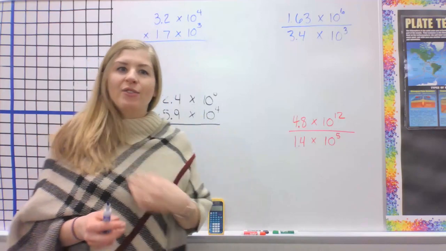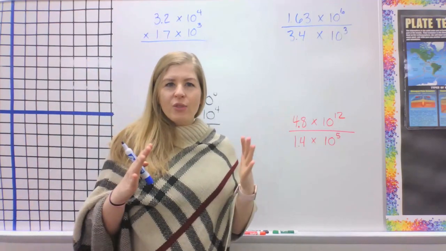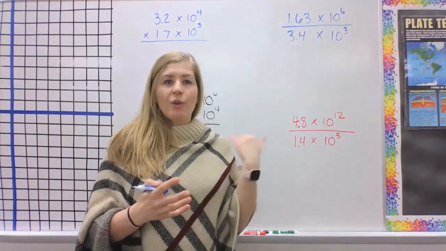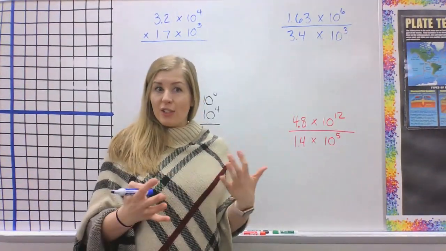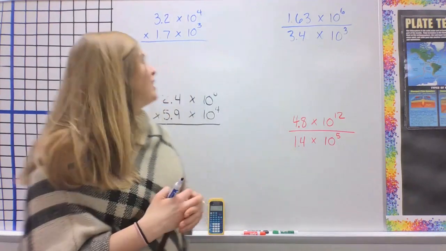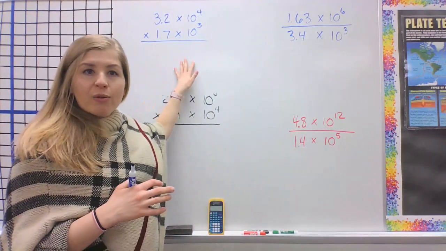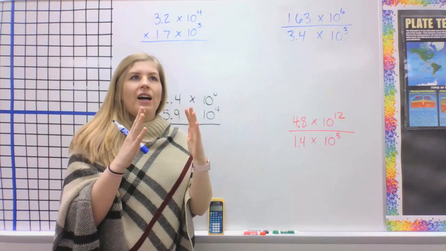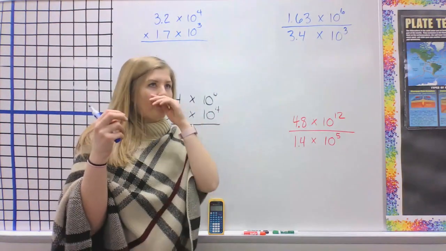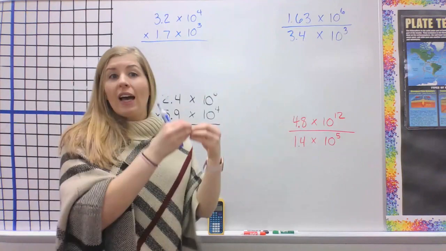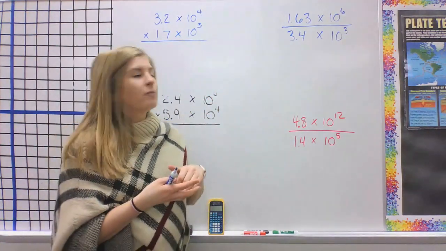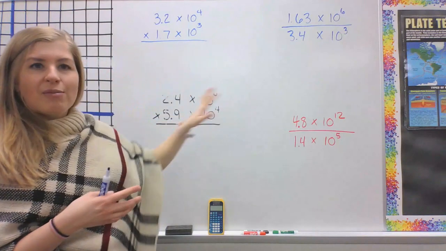So remember, scientific notation is just a more condensed way of writing a very, very big or very, very small number. And we're going to do multiplication and division with scientific notation today. So our exponent rules still apply. When we multiply bases with exponents, we just add those exponents together, and when we divide them, we subtract the exponents. So we're going to do some examples here.